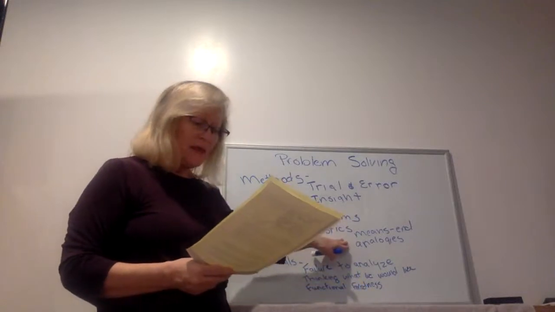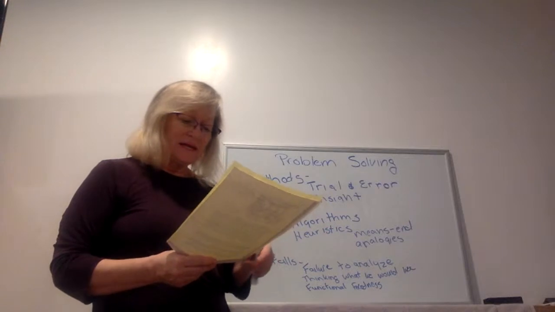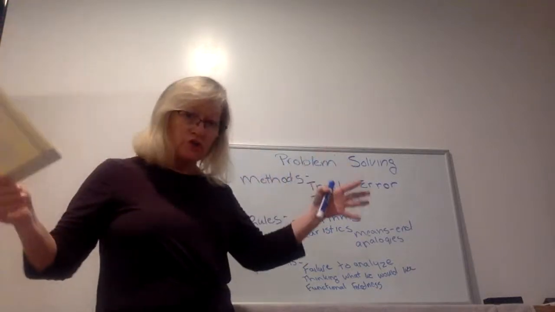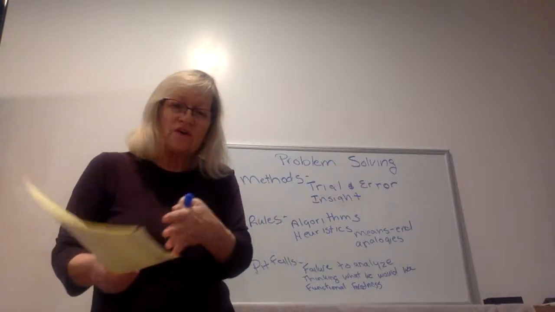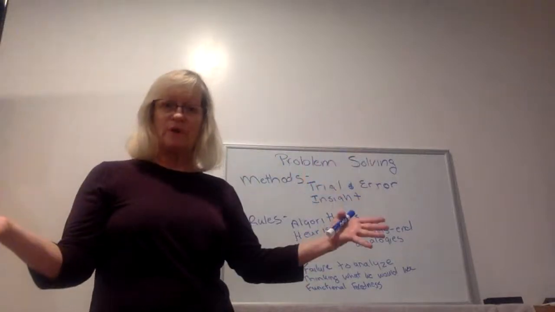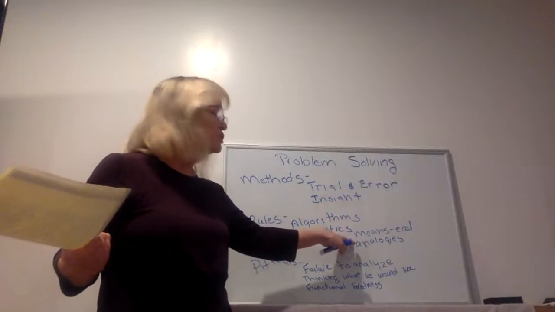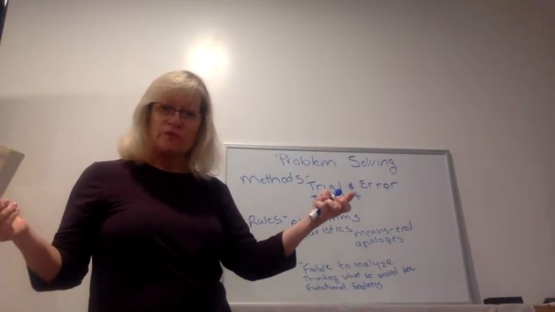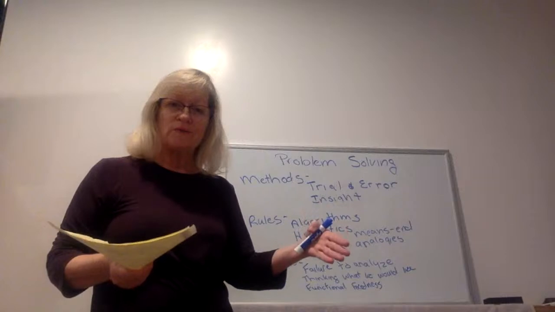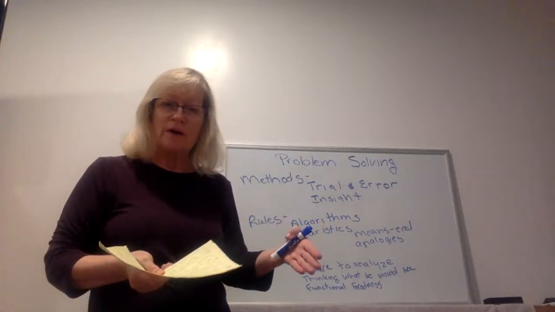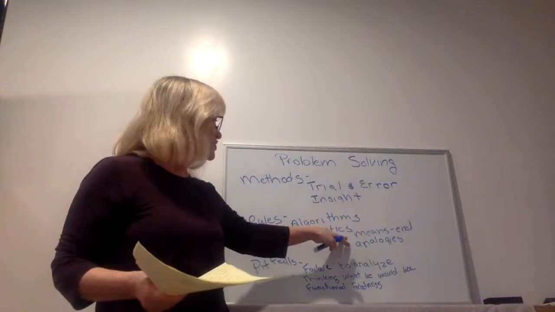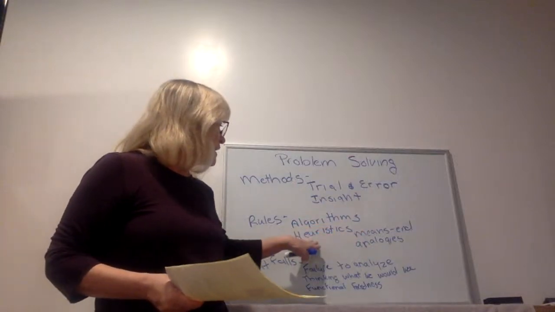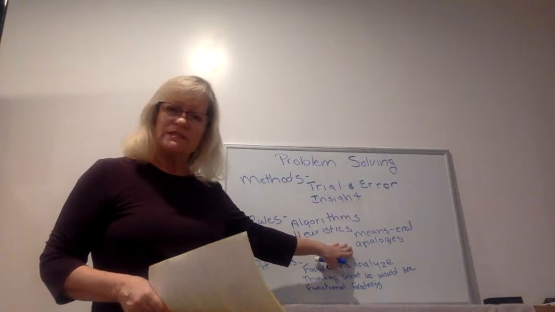The means to an end is that we take a large problem and we break it down into smaller problems. We solve the smaller problems, and then eventually the big problem is solved. That's a means to an end. Taking a large problem, breaking it down into smaller ones, solving the smaller problems, eventually the big problem gets resolved. Means to an end.